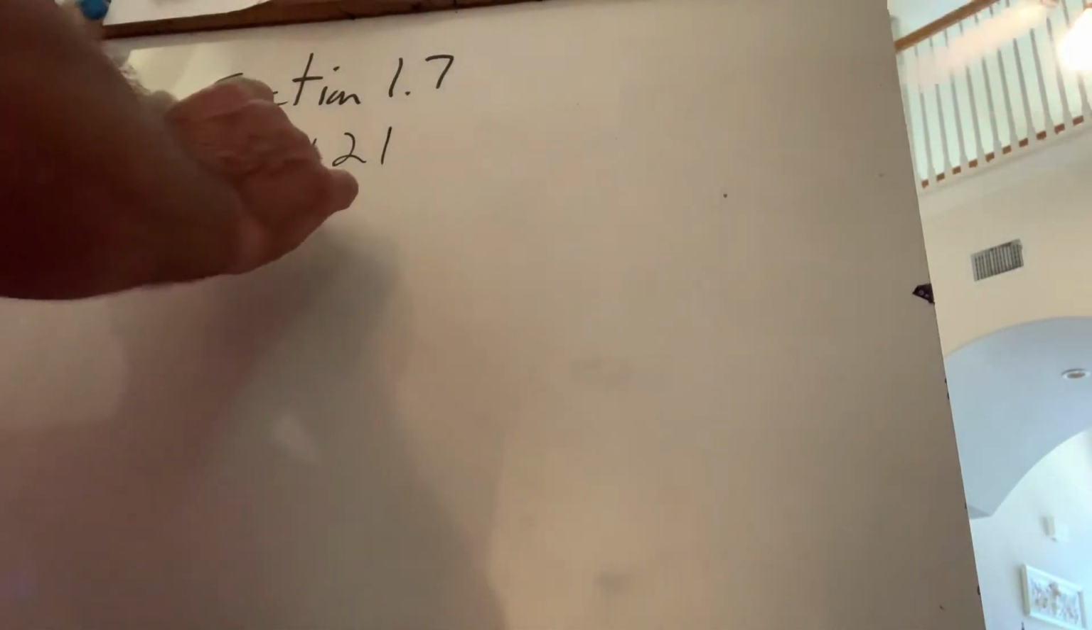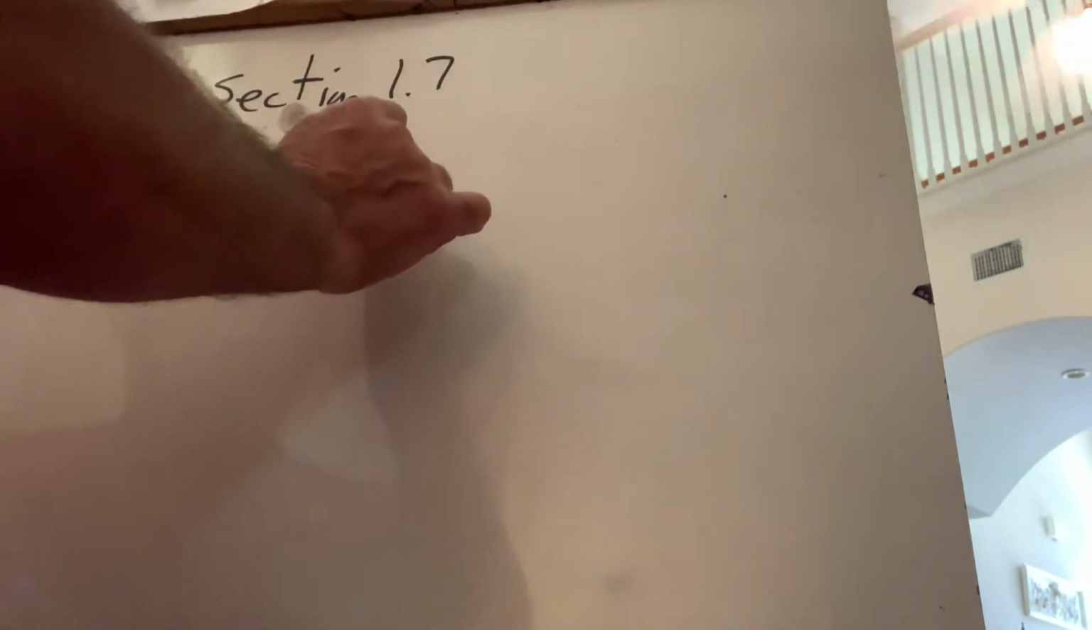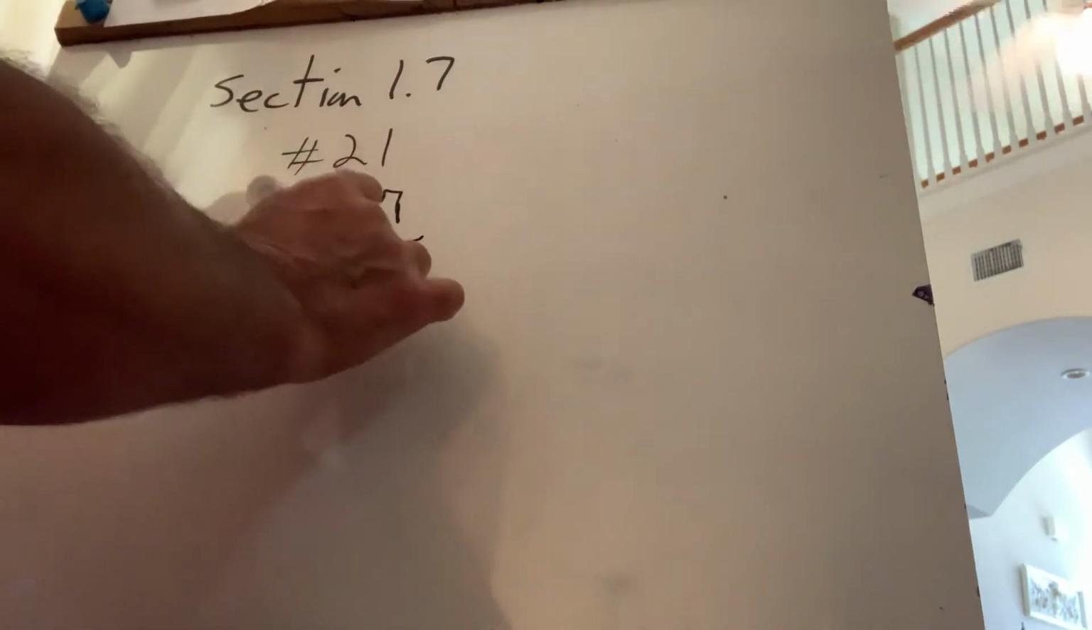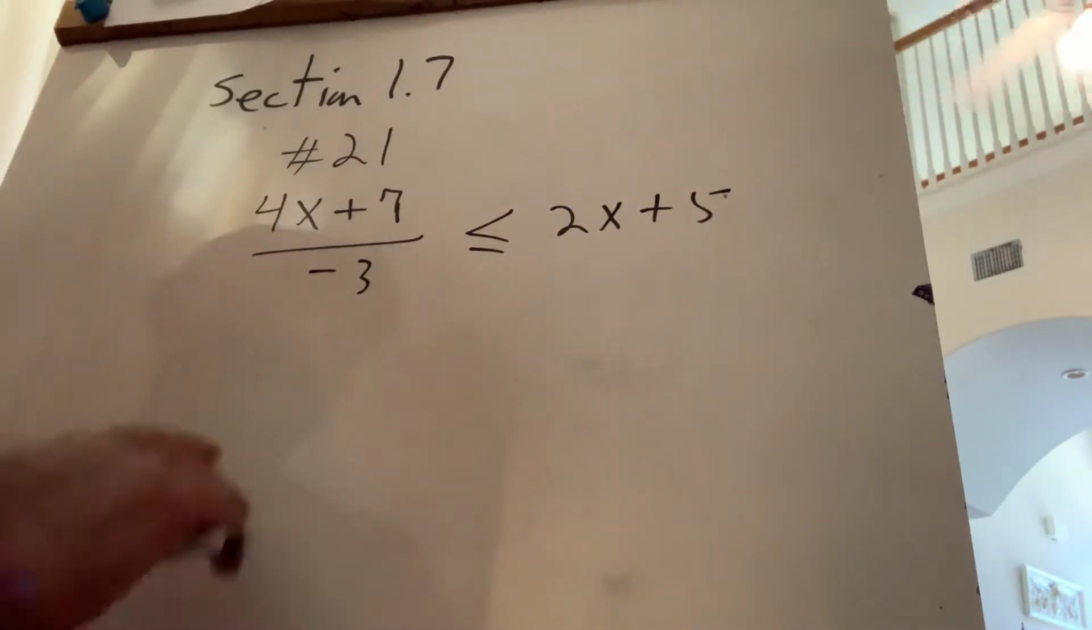The question says we have a linear inequality, (4x + 7)/-3 is less than or equal to 2x + 5, okay? So we're going to solve. First of all, to solve any linear inequality, remember the goal is to have x by itself on one side, doesn't matter which side, and the number on the other side.